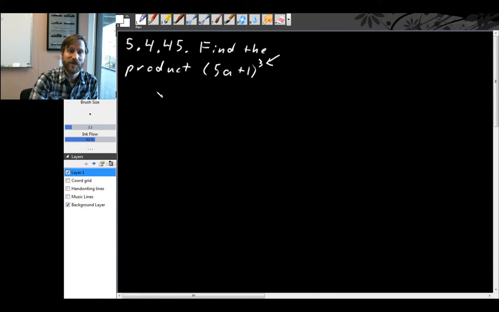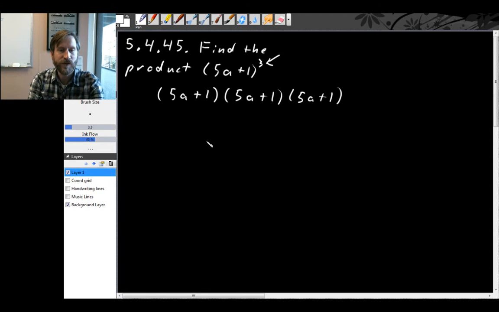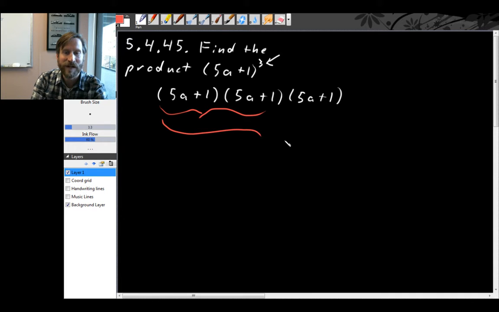5a plus 1 to the third is 5a plus 1 times itself 3 times. So 5a plus 1 times 5a plus 1 times 5a plus 1. What we're going to do is work out this first product in front, and then after we know that, we'll do the last product like this.